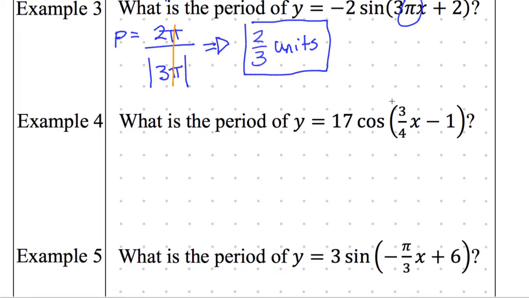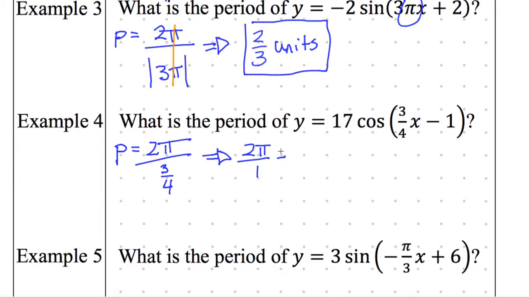All right, Daisy, you're in charge of the next one. Why? Because Rochelle found the numbers in here, and you're going to find the numbers this time. So tell me what to write. What's the formula again? P equals 2 pi over 3/4. Okay. And now I have to do that. So that's the same thing as writing 2 pi over 1 times 4 over 3.